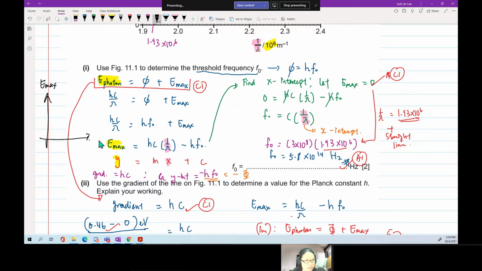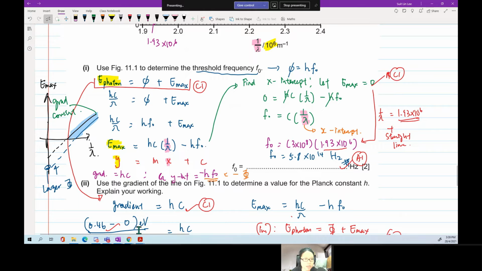The graph of Emax against 1 over lambda is a straight line graph, right? With the y-intercept down here. So if I have a larger work function, it means my y-intercept will have a larger magnitude. That means it will be down here. So this one here is the larger work function, a bigger negative phi. And these 2 lines have to be parallel. Why parallel, you ask? Because did you change your gradient? Did you change your h? No, Planck constant is the same. Did we change the speed of light? No, none of us can change the speed of light. So the gradient is constant.